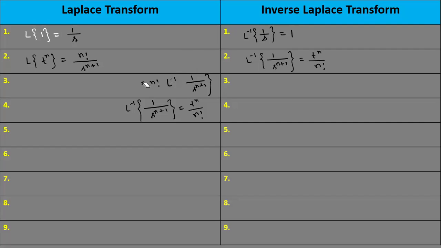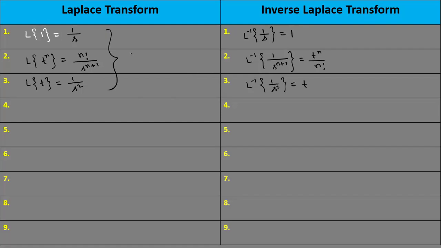Now, similarly, using this formula of Laplace of t to the power n, we can easily find the formula of Laplace of t. Yes or no? Laplace of t means here n equals 1. So Laplace of t will be 1 by s square. Similarly here, Laplace inverse of 1 by s square will be t. Clear? So here we have three formulas, and we can use these three formulas when the given function f of t is in polynomial form.